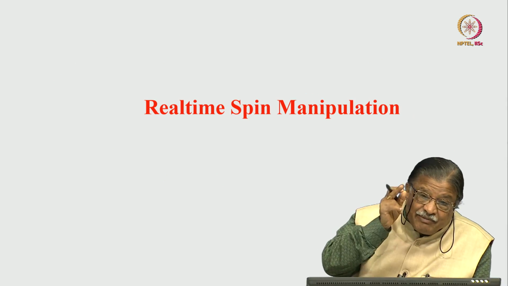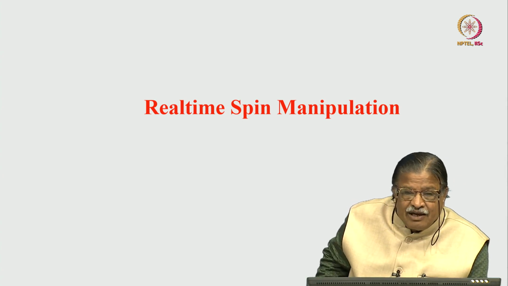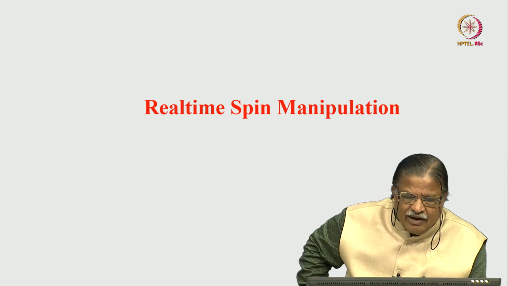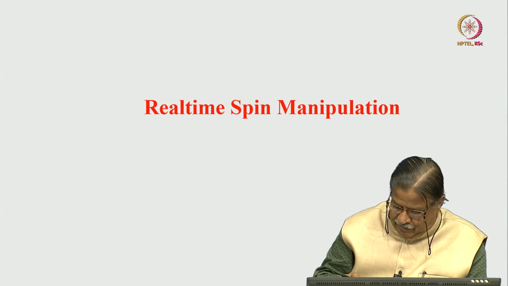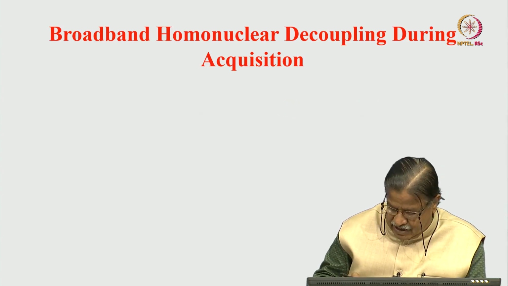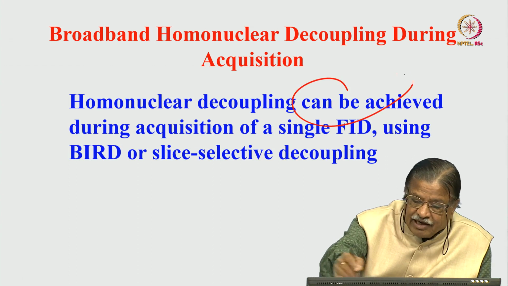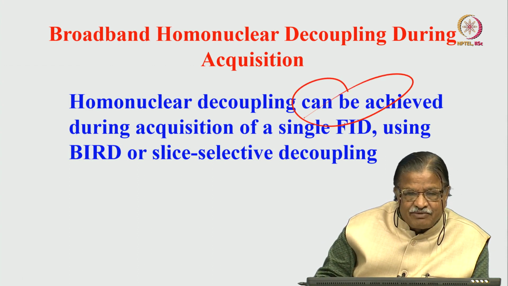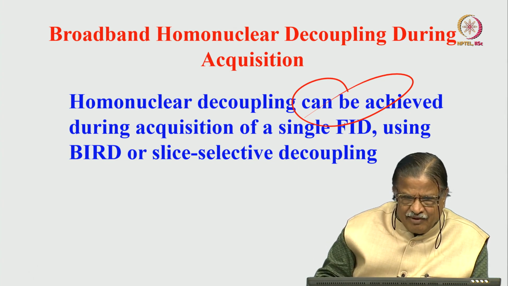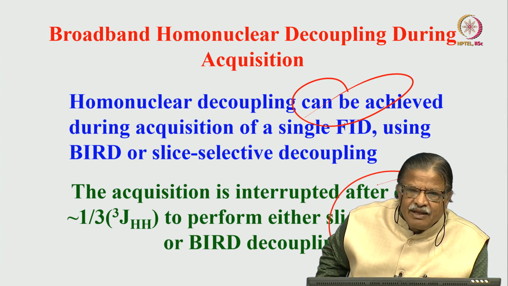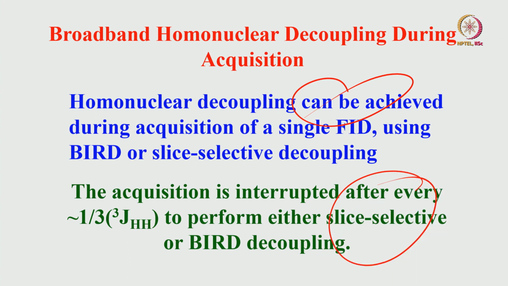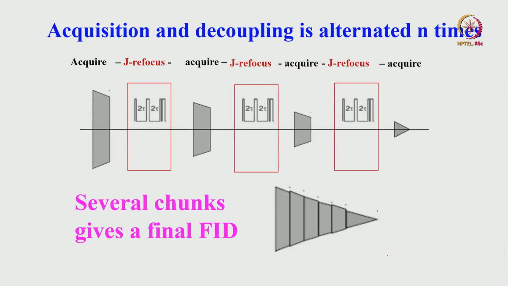The other is the real time spin manipulation, which I told you about. Of the two ways of doing it, I can do it in the indirect way or by spin manipulation in the direct dimension. How do you do real time spin manipulation? It's a very easy way. I can do homonuclear decoupling by using BIRD or some single FID, some J refocusing, and acquisition is interrupted after every interval. We can perform either selective or BIRD decoupling while acquiring the signal. This is acquisition and decoupling alternated n times.